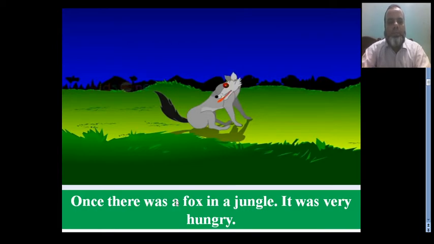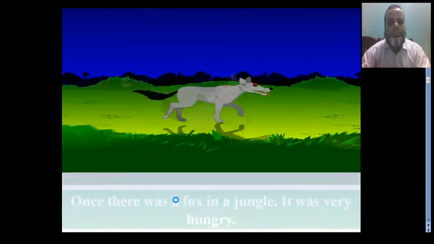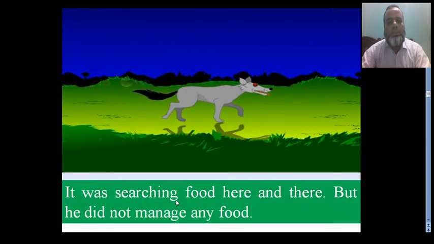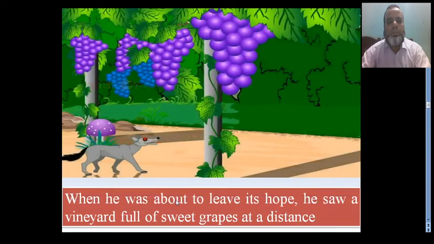There is a fox here. Once there was a fox in a jungle. It was very hungry. The fox is searching for something. Then it was searching for food here and there, but he didn't manage any food. Now, describe this picture. When he was about to leave, he saw a vineyard full of sweet grapes at a distance. He was disheartened, and he was going to leave the place.